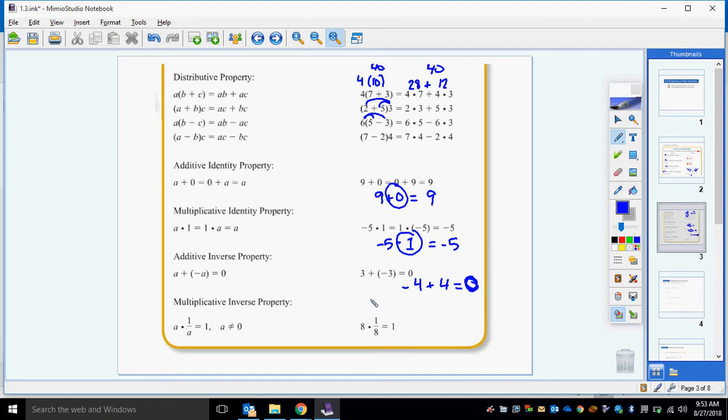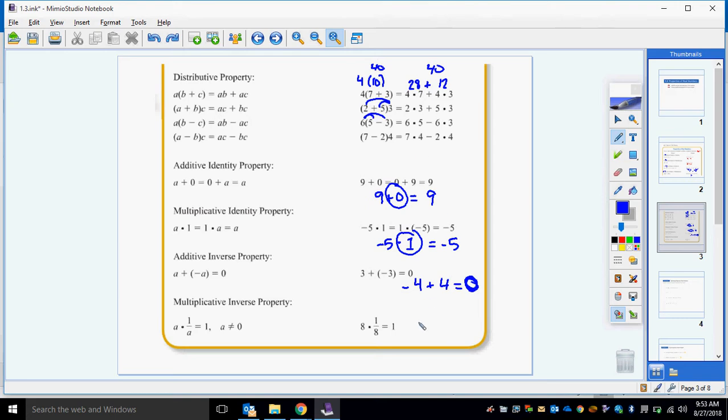Multiplicative inverse. Well, when we're talking about inverse and multiplication, let's say we have the number 8. The inverse of 8 when we're multiplying is its reciprocal, so 1 over 8. The answer to a multiplicative inverse will always get you 1.